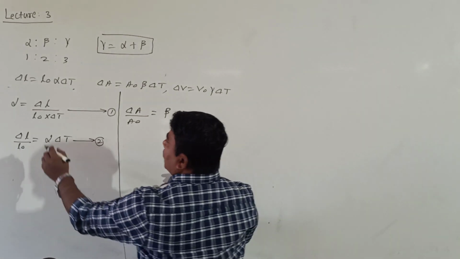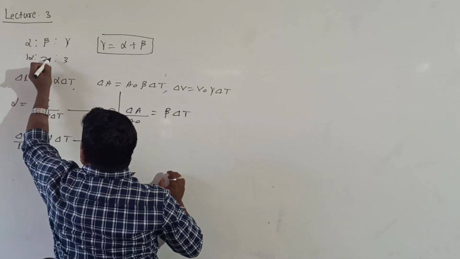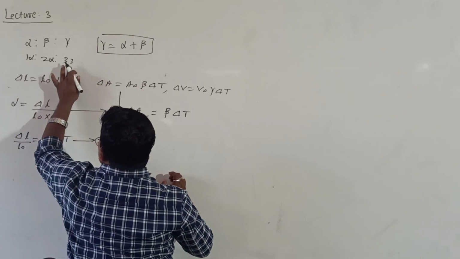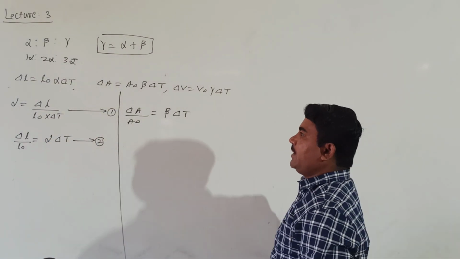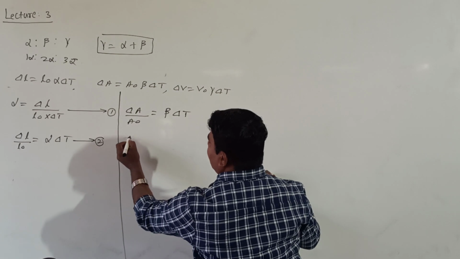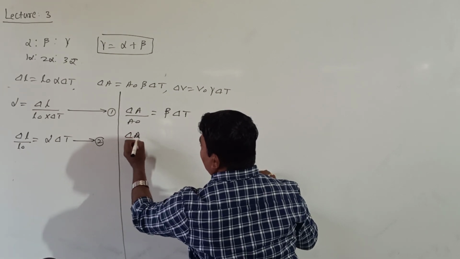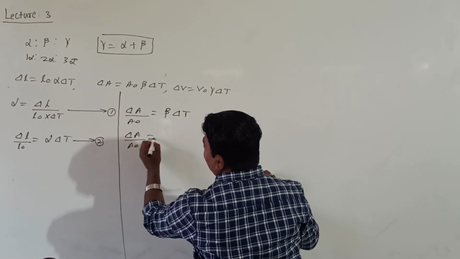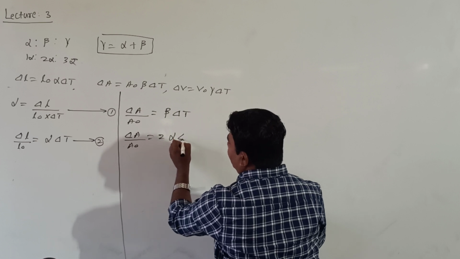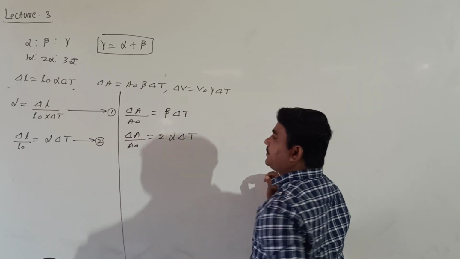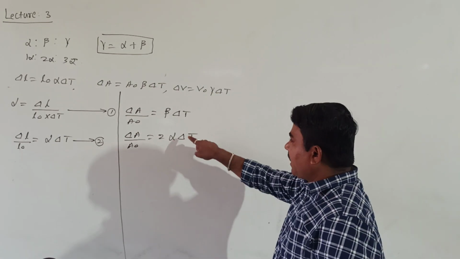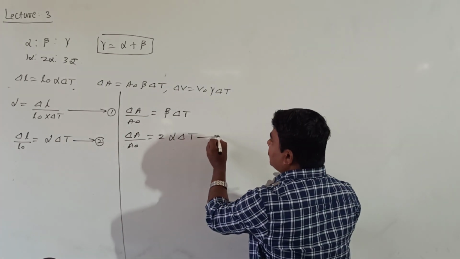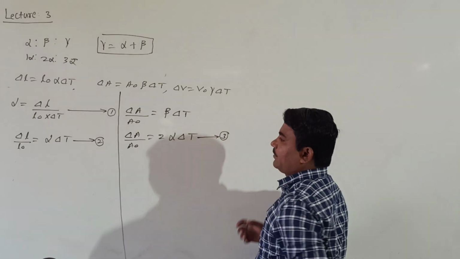See here, what are we calling this? 1 alpha, this is 2 alpha, this is what value? 3 alpha. Right? Alpha, beta and gamma. How to represent directly again? Del A divided by A0 equal to 2 alpha into delta T, because beta equal to 2 alpha. Shall I call this equation number 3?